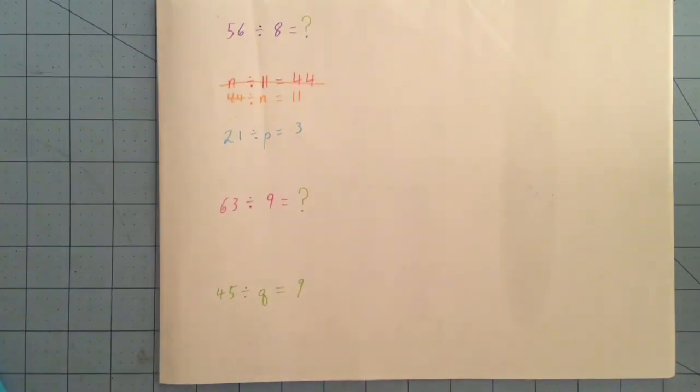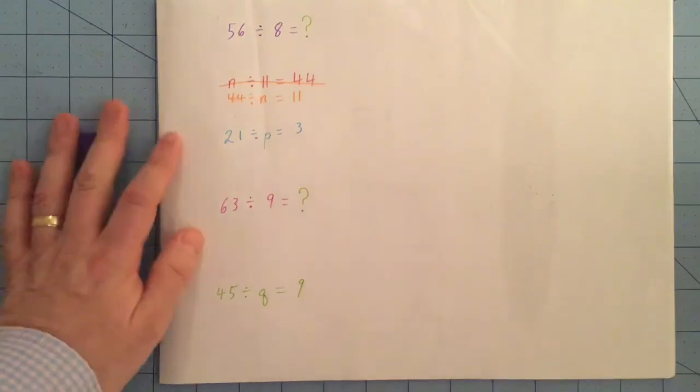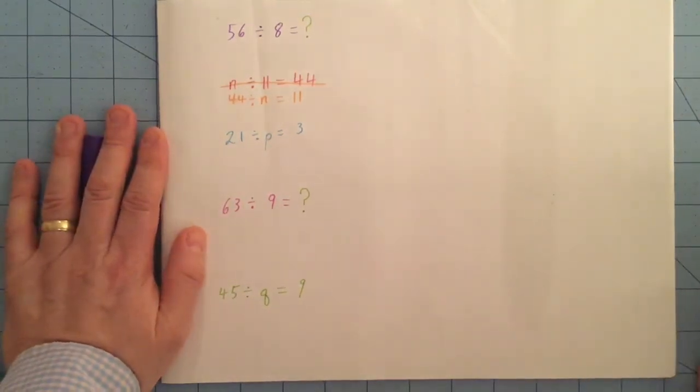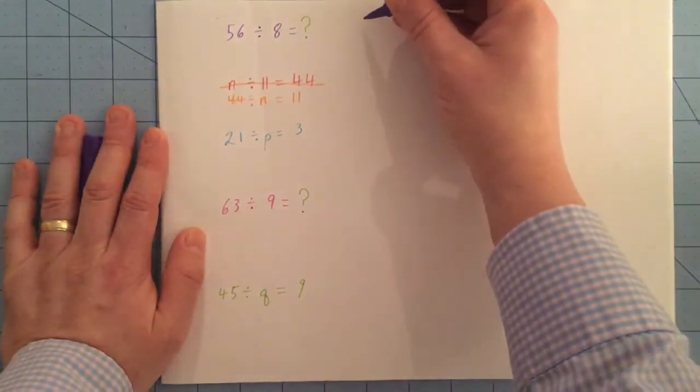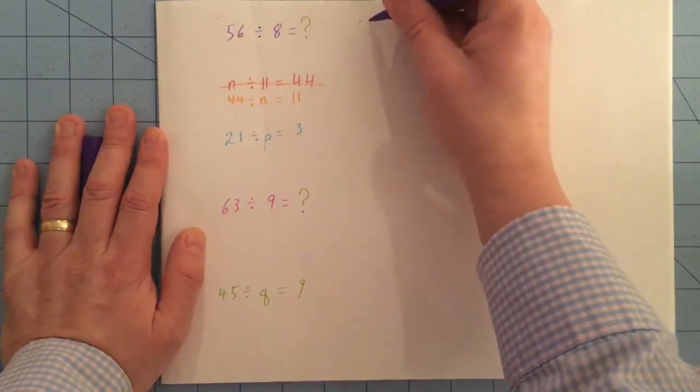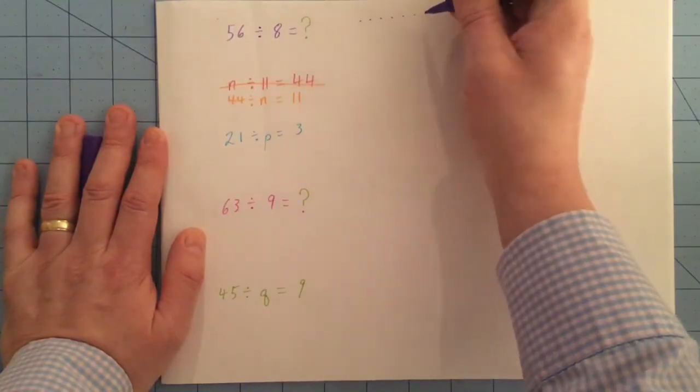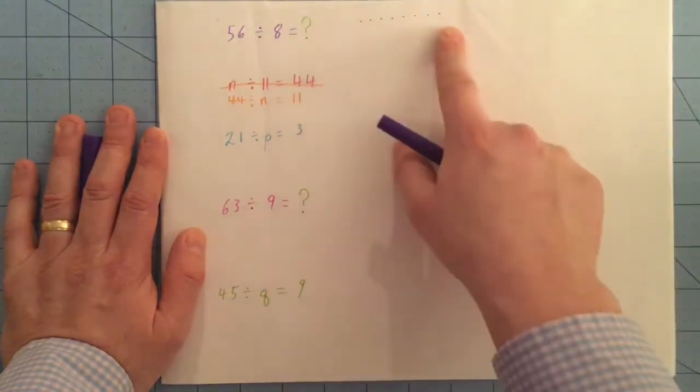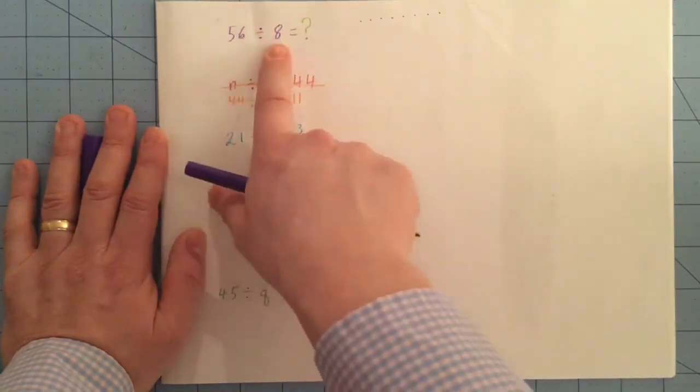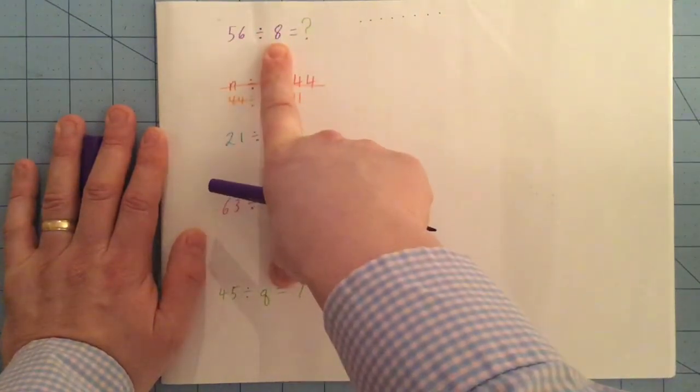Now, as we calculate this as an array, we are going to end up drawing a total of 56 dots. So, that's a lot. 1, 2, 3, 4, 5, 6, 7, 8. I stop at 8 because I'm taking 56 and I am putting them in groups of 8.